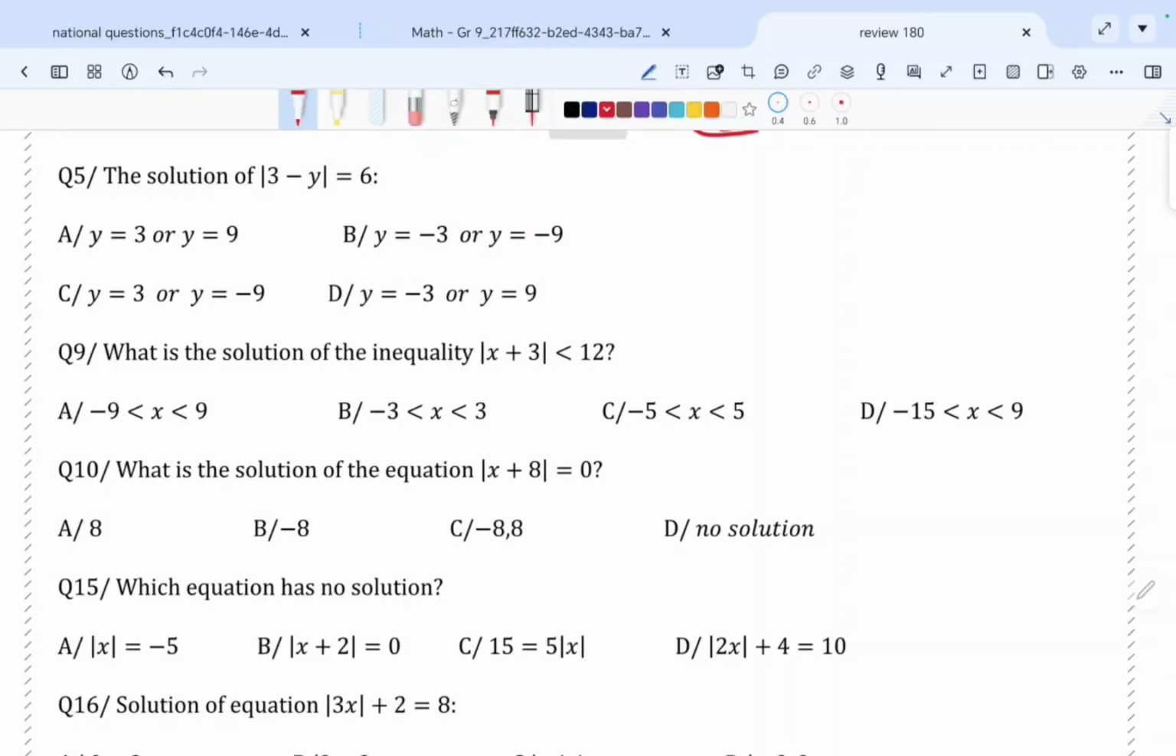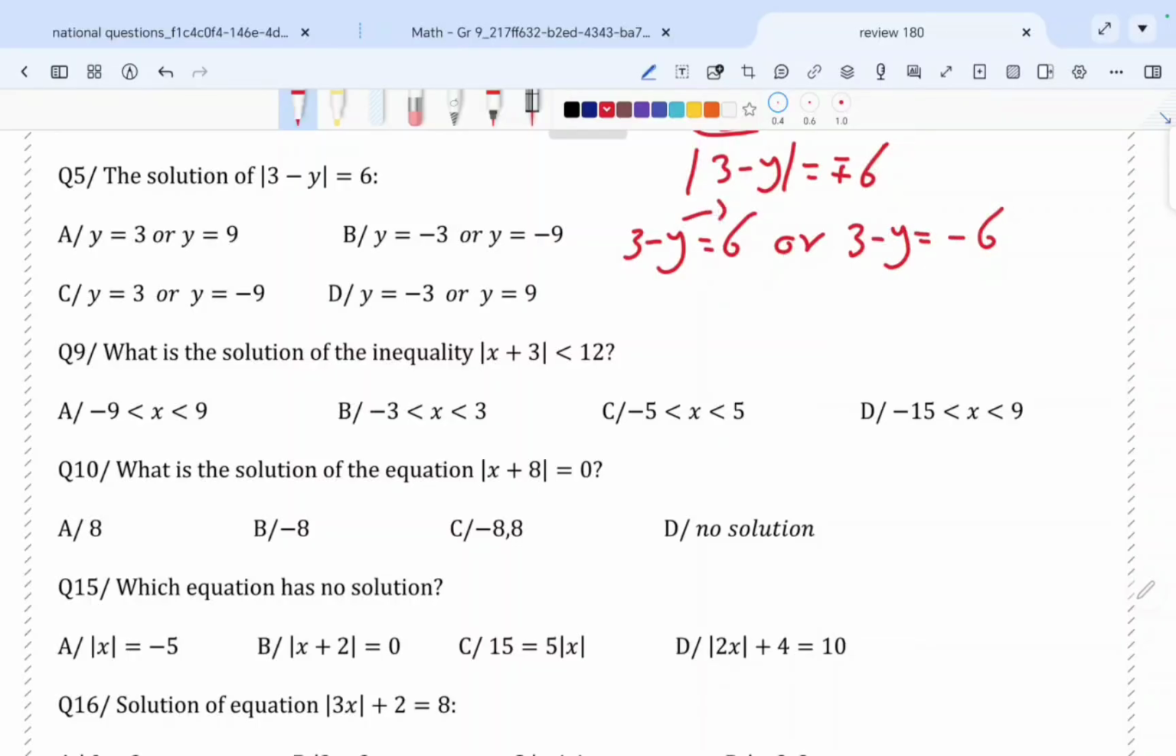Okay, how can we solve it? We will say the absolute value of 3 minus y equals positive or negative 6, okay? So we will say 3 minus y equals 6, or 3 minus y equals negative 6.